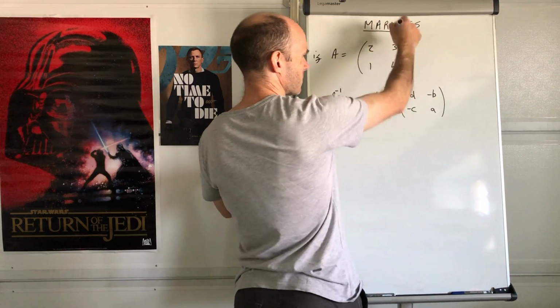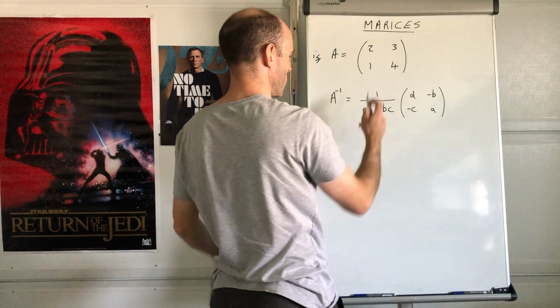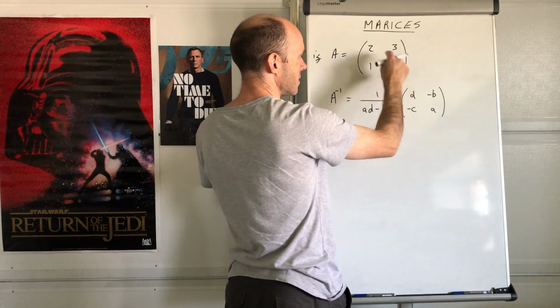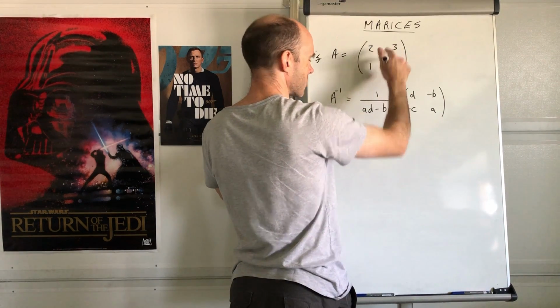You don't have to write the modulus brackets all the time. Okay. Determinant A is quite simple. So you've got 2 times 4, which is 8. Subtract 1 times 3. So 8 subtract 3 is 5.